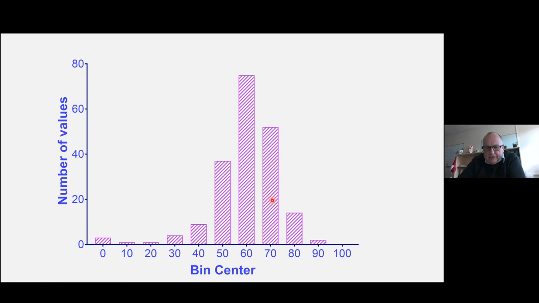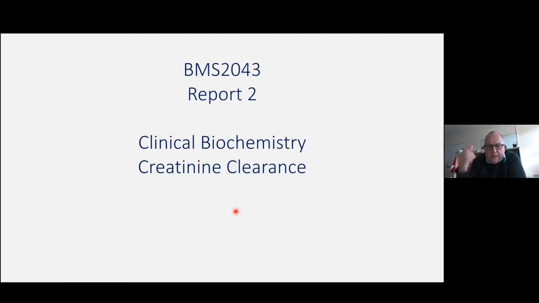Once they got these reports, they could then come for one-to-one feedback to help them with the second report, whose submission date was after the feedback. So that was report one. In report two, they did two different topics.